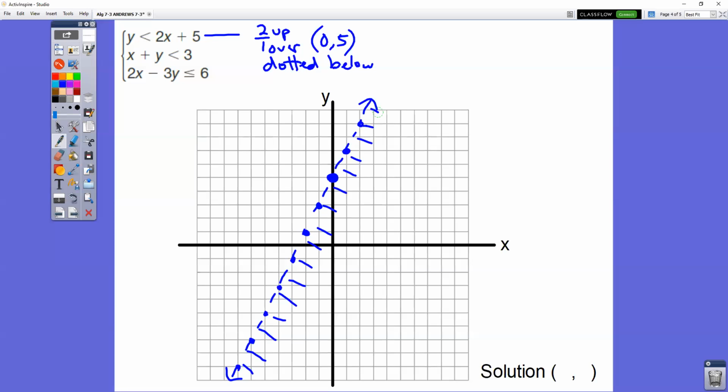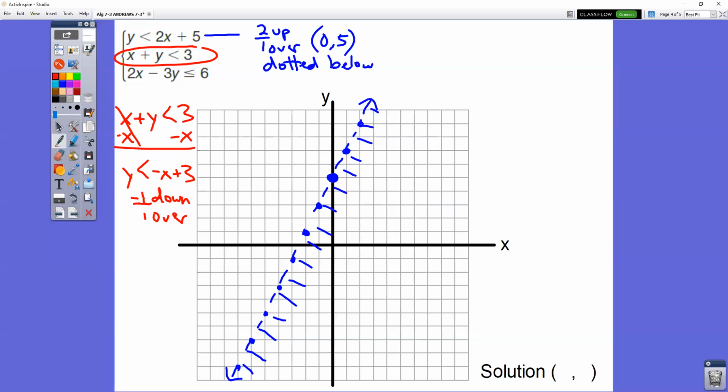So that was the first one. For the second one, my equation right here is not in the correct form. I need to rearrange it for y. So I have x plus y is less than 3. I need to do minus x and minus x. So I have y is less than negative x plus 3. That's going to make my slope negative 1 over 1, or down 1 over 1, because there's really a negative 1 in front of that x.